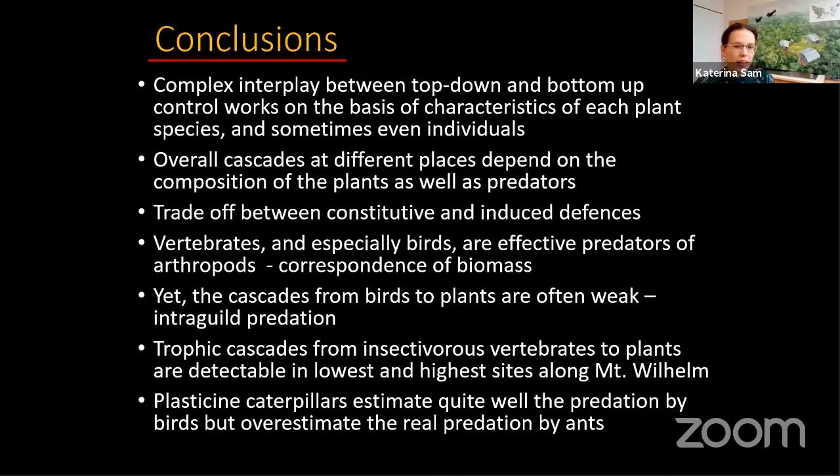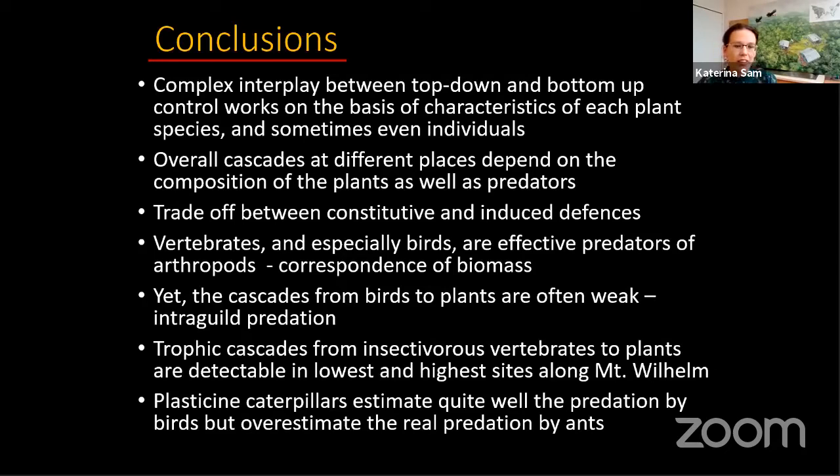We found that vertebrates, especially birds, are very effective predators of arthropods. And again, it corresponded well with the biomass of the insectivorous birds. Yet the cascades from the birds to plants were sometimes weak, thanks to the intraguild predation, and thanks to the birds eating both arthropods and predators in the same proportion. The trophic cascades from the insectivorous vertebrates along Mount Wilhelm were detectable at the lowest and at the highest sites of Mount Wilhelm, which is against the theories that the cascade should be detectable only at the most productive, lowest elevational study sites.